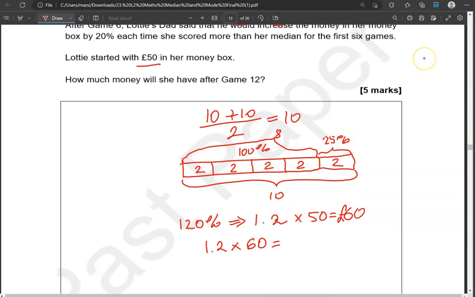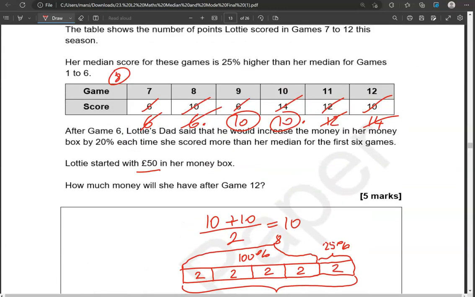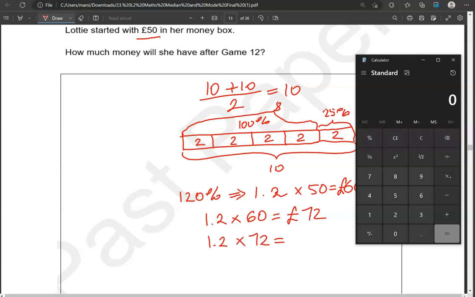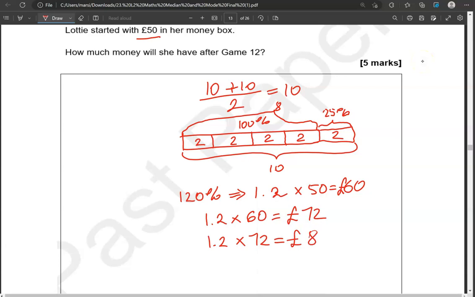Which is £72. So at this point she has £72. In game 11 she scores 12, so that is again greater than 8, so we're going to give her another 20% increase, so 1.2 times 72 gives us 86.4, so that is £86.40.